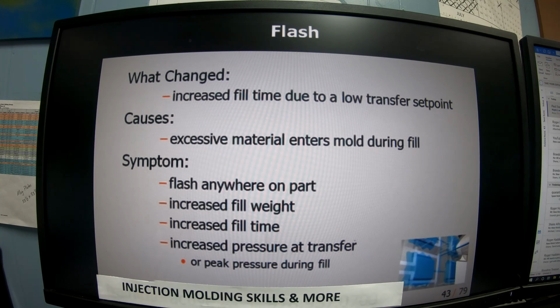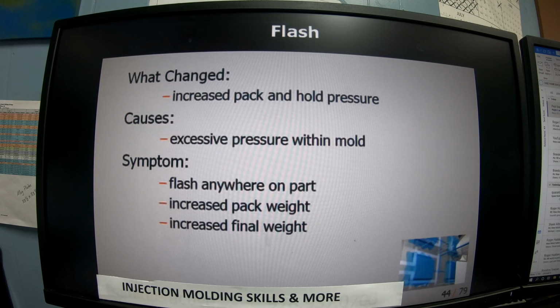If the flash you were seeing was due to a low transfer set point, you would almost see identical symptoms, but you'd find an increase in the fill time rather than a decrease. If the flash was due to a high pack pressure and hold pressure, your fill weight would be the same, but the pack weight and final weight would increase.